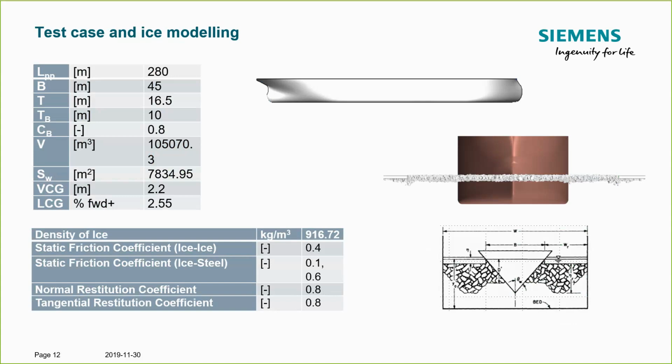The main particulars of the tankers are shown in the left-hand side table, so 280 meters in length, 45 meters in width, and so forth, and we will be running this in full scale. In the side view of this geometry, you can see the cross-section of the ice channel.